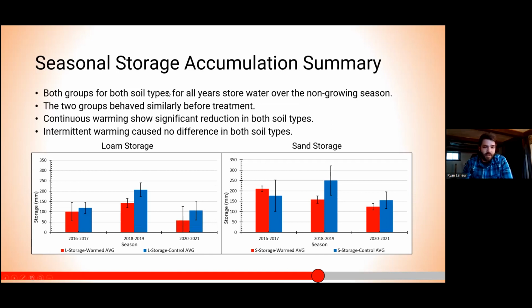So to start off, we want to look at storage. How much water actually was able to be stored if there was less? Here we're seeing that the continuous warming treatment in both soil types did cause a significant reduction in the amount of water that was able to be stored by the end of the season inside the lysimeter. However, our intermittently warmed treatment didn't quite fit the bill. It didn't do much, so there were no real significant differences to report.